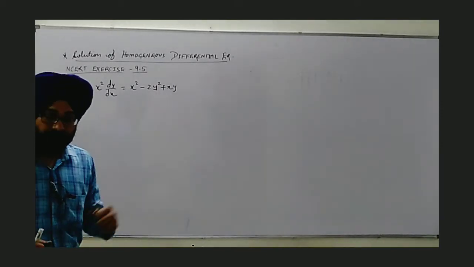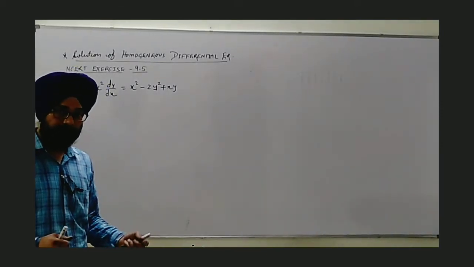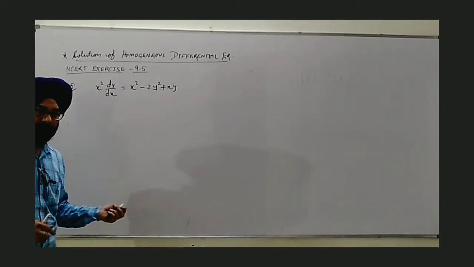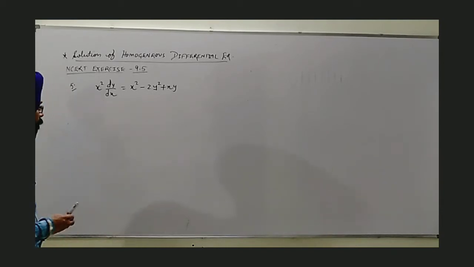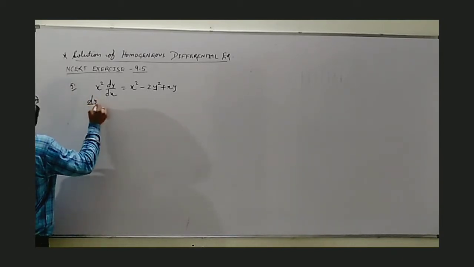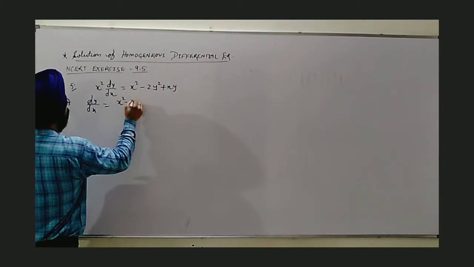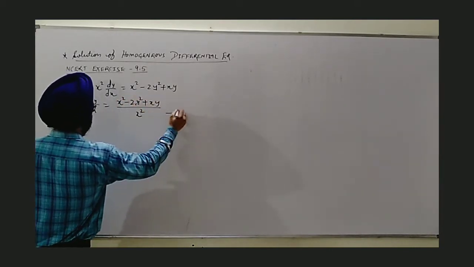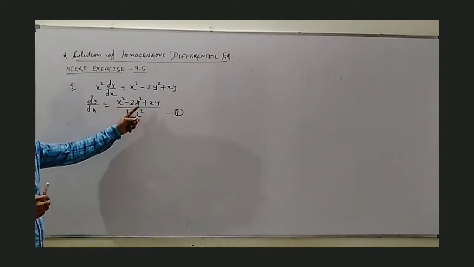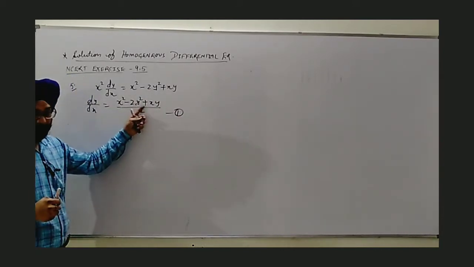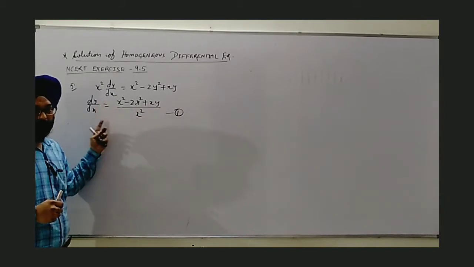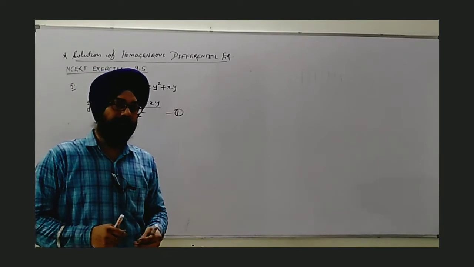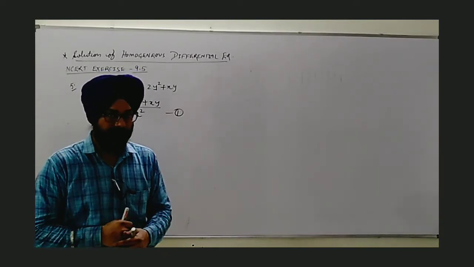Next question, I have selected question number 5. Again, we have to prove this is homogeneous and solve also. But proving, as I said, everywhere we will do the same thing, writing the value of dy by dx. We get (x square minus 2y square plus xy) upon x square. In equation number 1, we will replace x and y respectively by lambda x and lambda y. So you can see here also lambda will be cancelled out in numerator and denominator. And we will get that in multiplication with the original value of dy by dx.